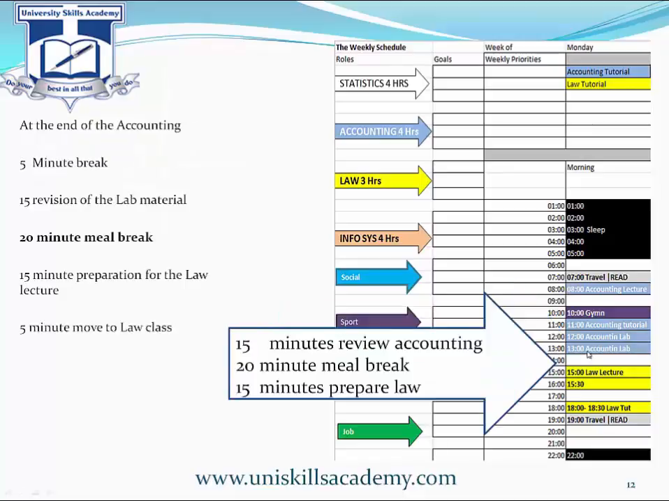There's an hour gap between the end of the accounting lab and the law lecture. So again, 15 minutes review, 20-minute break, 15-minute prepare for the law, get to class.